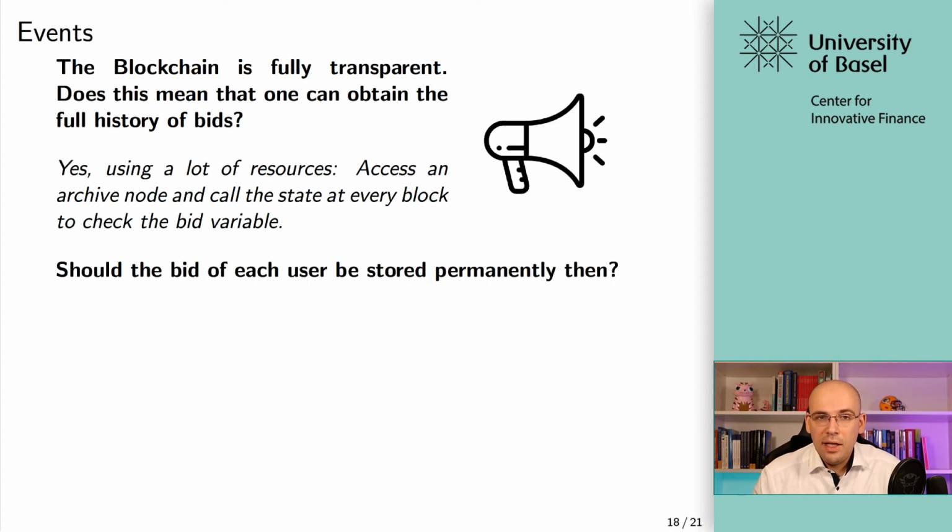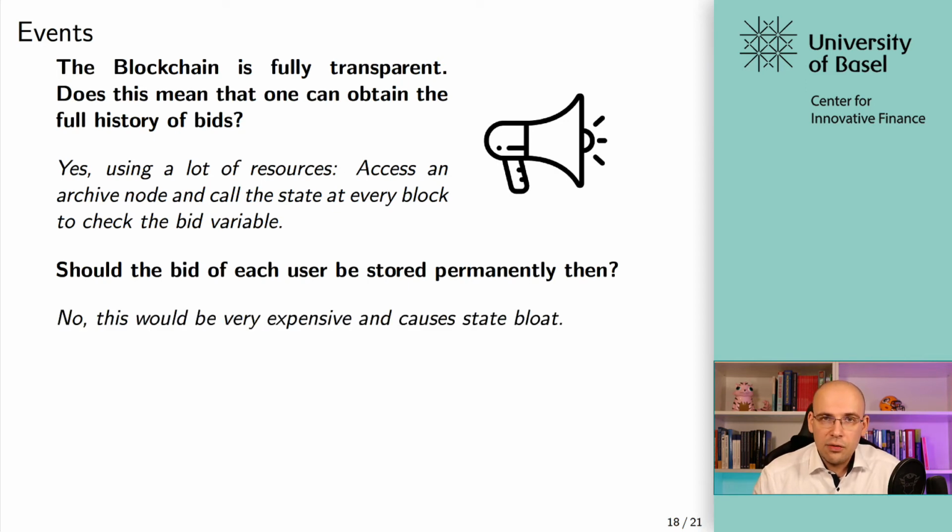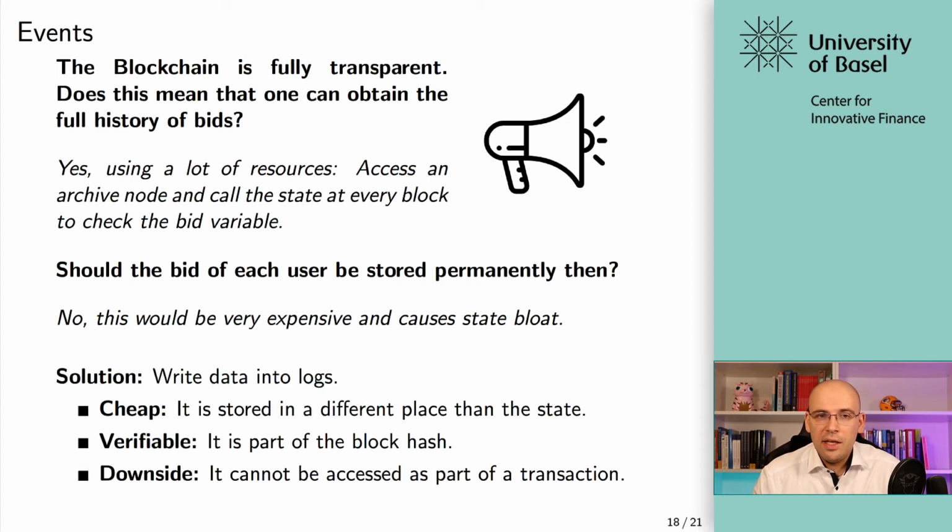So wouldn't it be easier if we would just store the bid of each user permanently on the blockchain, so that we can easily refer to that? We have, let's say, a list where you can see the historic development of these bids and basically the sequence of all bids. And the answer to that is no, because this would be extremely expensive and it could cause so-called state bloat. If you don't need it, then you shouldn't store it in that way on the blockchain. There is a much better solution to that, and this solution is events and writing logs, essentially.